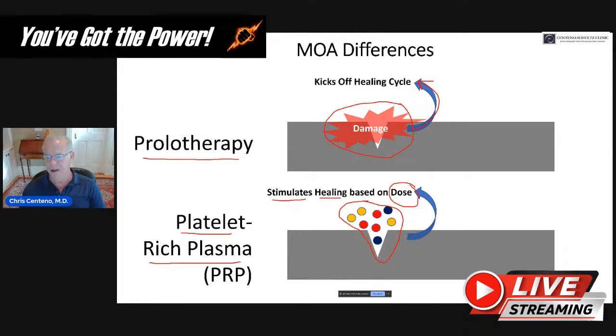Here, I either get healing, yes or no. And on this one, I can dial up the healing knob, if you will, from low to medium to high simply by increasing the dose of the platelets. So those are very, very big differences between these two technologies.